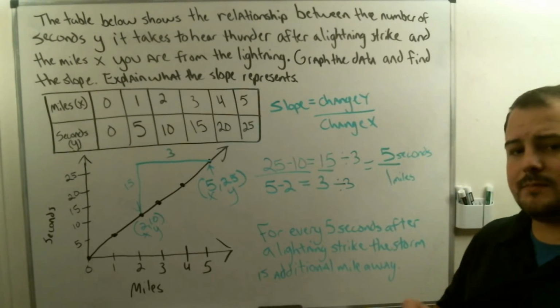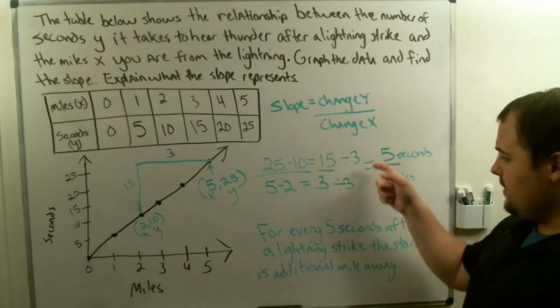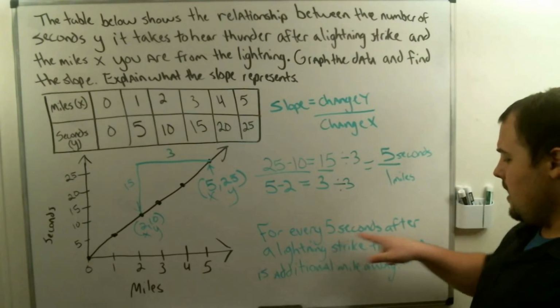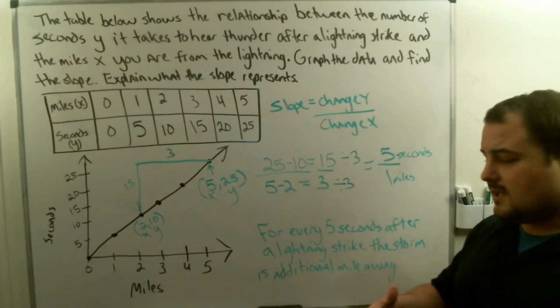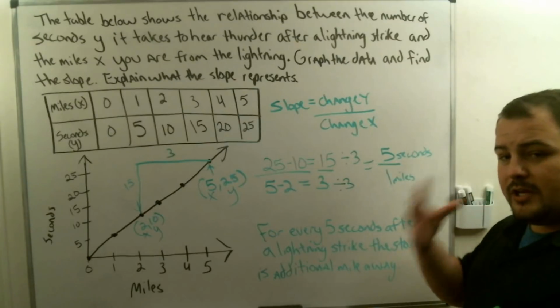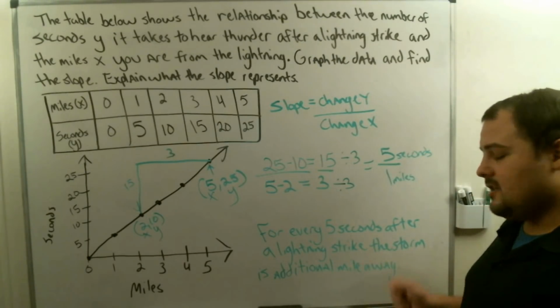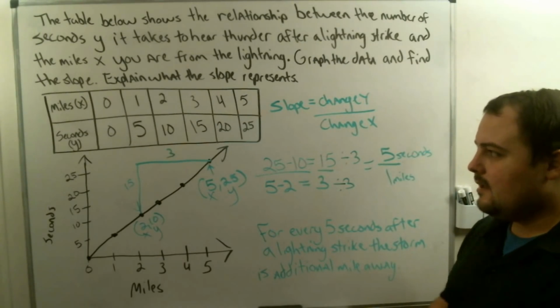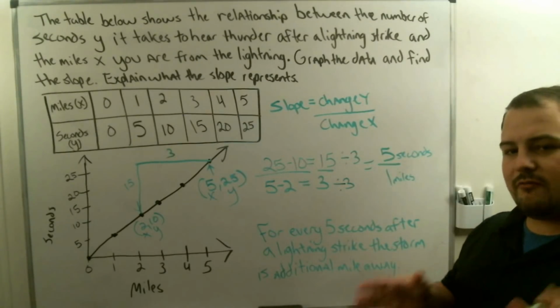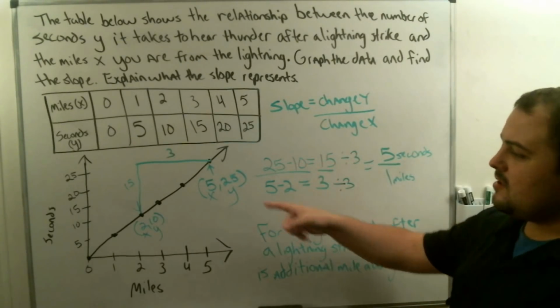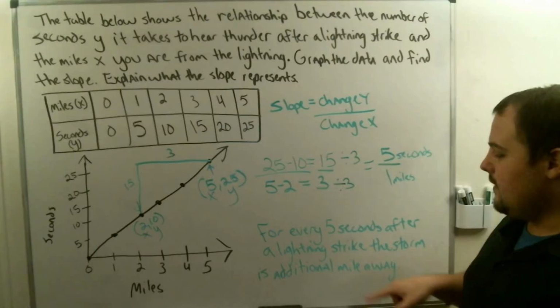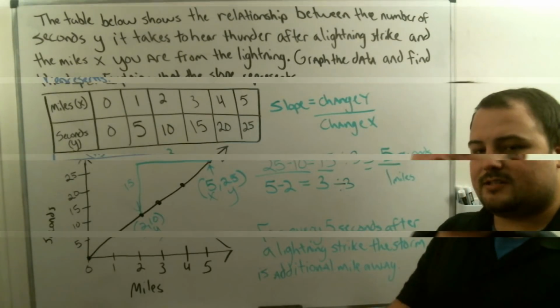So what I did here was I actually did what it told me to do. They asked us to explain what the slope means. And what this slope tells us is it says for every 5 seconds after we see lightning until we hear thunder, the storm is an additional mile away. So this is just using a real-life example where we took a table, we found the slope, and then we explained what that slope means. Let's do another one.